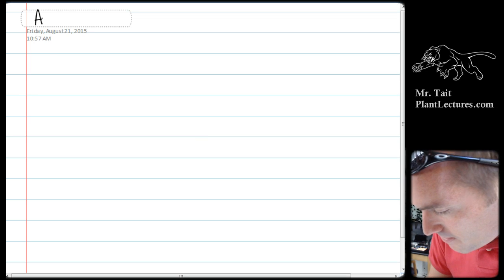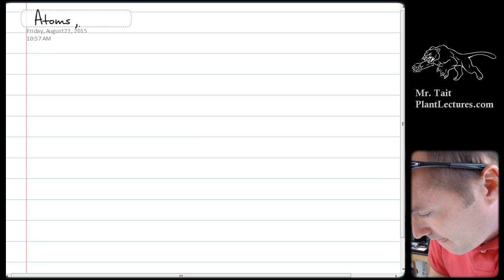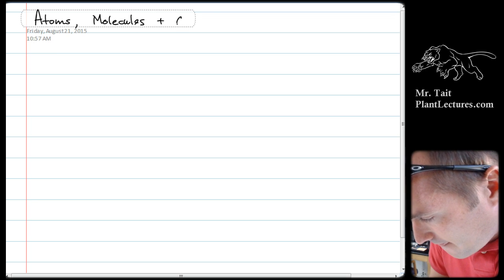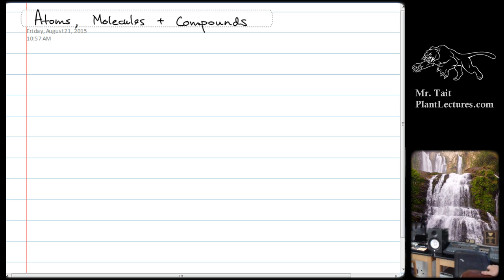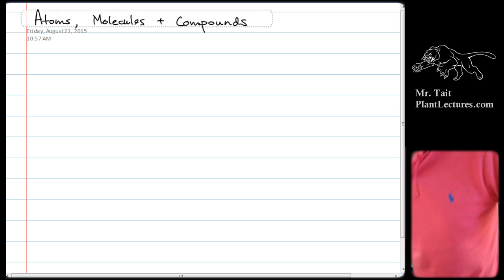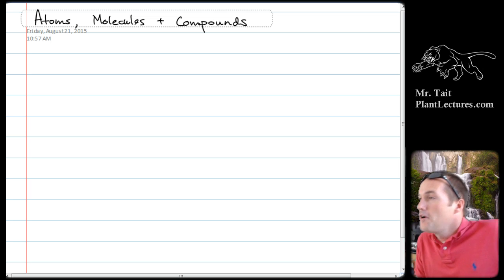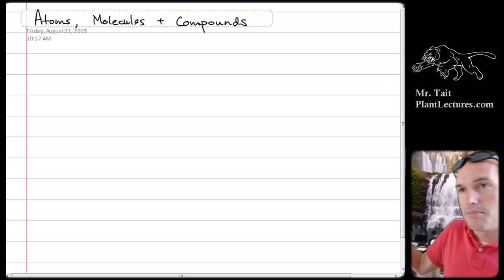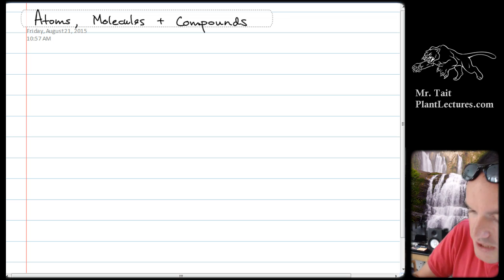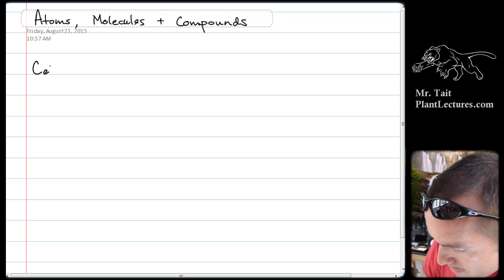Going to be called atoms, molecules, and compounds. And the first thing we're going to do is start out with 6 different things. And I want you guys to rank these 6 different things in order from smallest, number 1, to largest, number 6. Okay? So the first thing is going to be a cell.